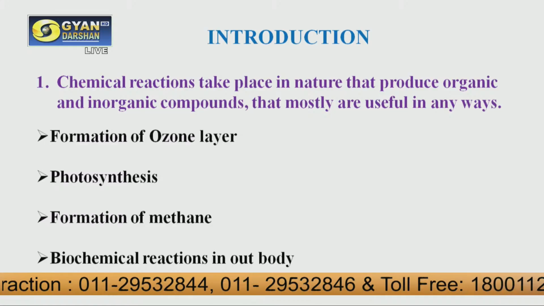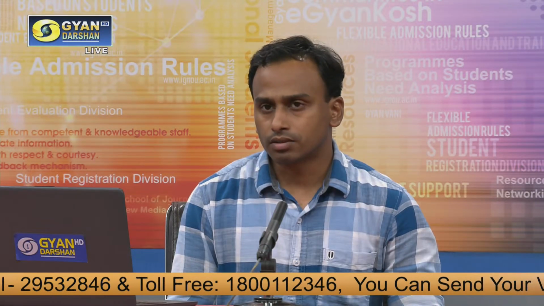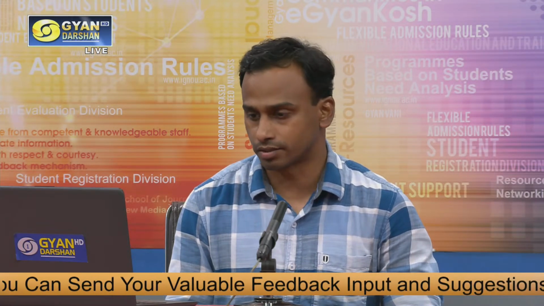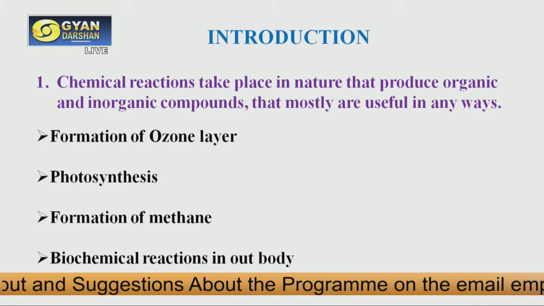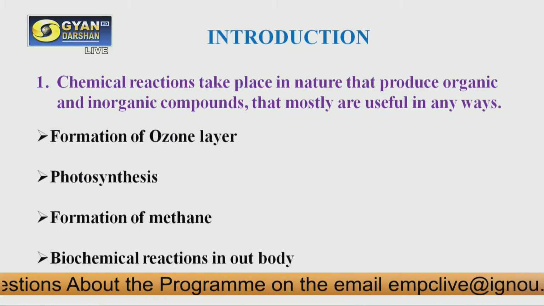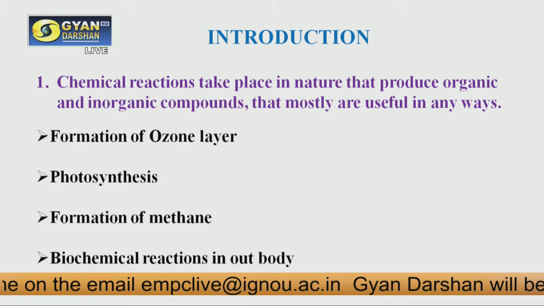Photosynthesis, we all know what photosynthesis is. Plants take carbon dioxide, water and sunlight and create oxygen and energy in the form of sugars. And the formation of methane, which is one important energy component, from biomass. You should know all of these. These are the basic chemical reactions which occur in nature.